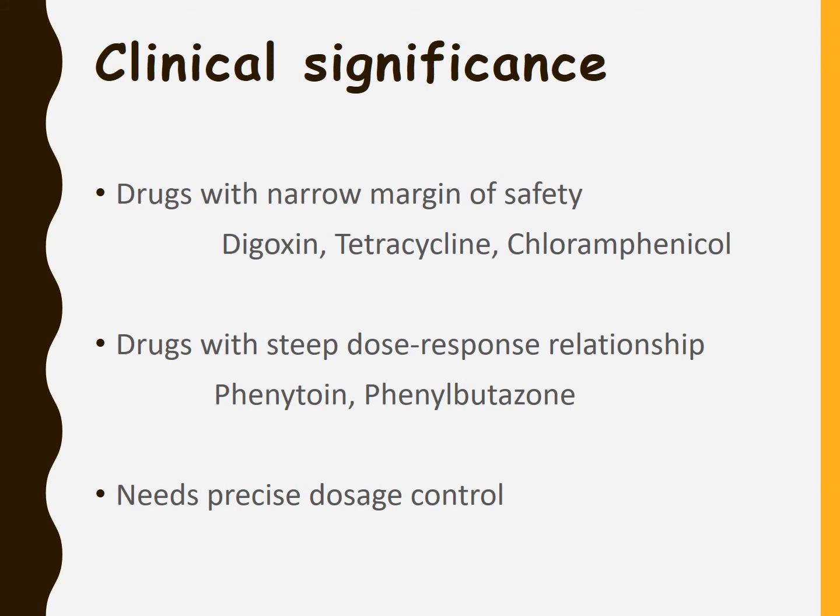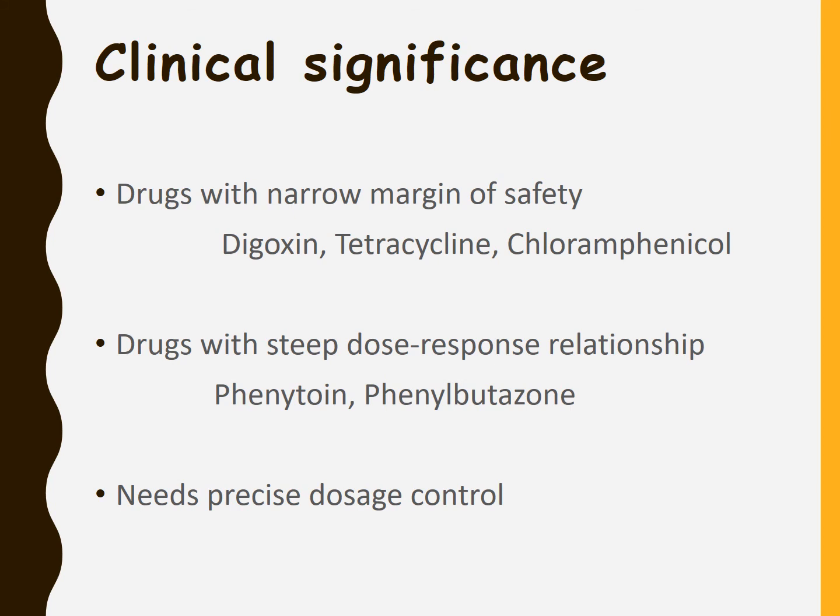And drugs with a narrow margin of safety. Here also we should be very cautious when using different routes of administration. Narrow margin means the margin between safety and toxicity is very small. So a slight increase beyond the safety margin will cause toxicity. Drugs like digoxin, tetracycline, chloramphenicol. So we should be very cautious when using these types of drugs.